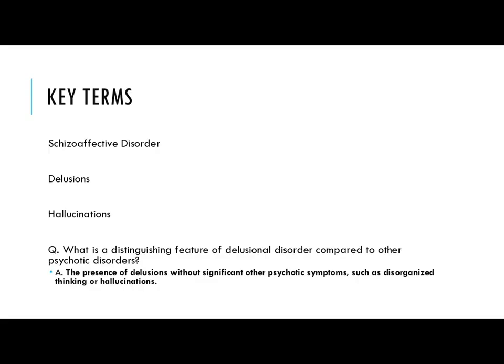And finally, we come down to our quiz question. What are the distinguishing features of delusional disorder compared to other psychotic disorders? And it's right there in the name: you have the presence of delusions without other psychotic symptoms. So you don't have disorganized thinking, you don't have hallucinations, you just have the delusions. If you just have the delusions, then it would clearly be delusional disorder.